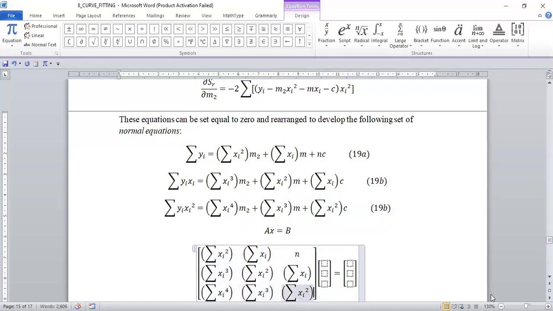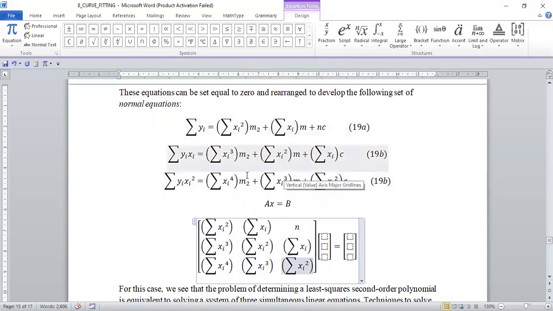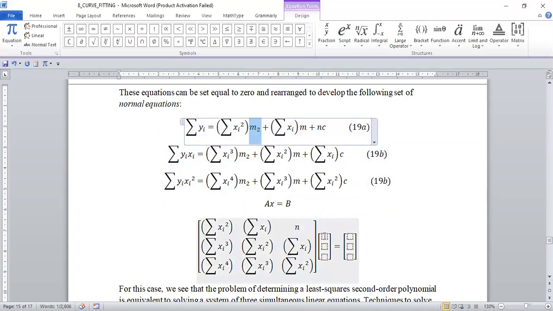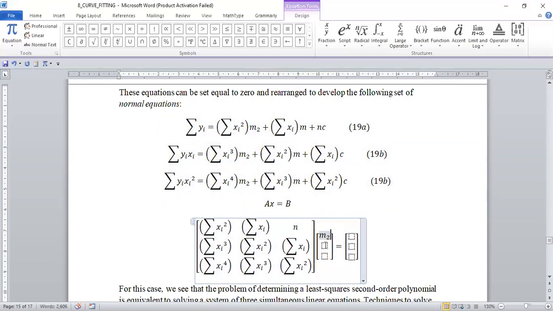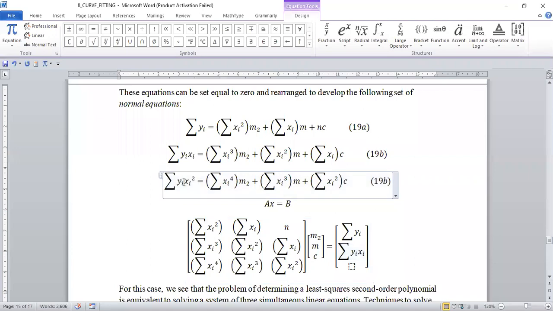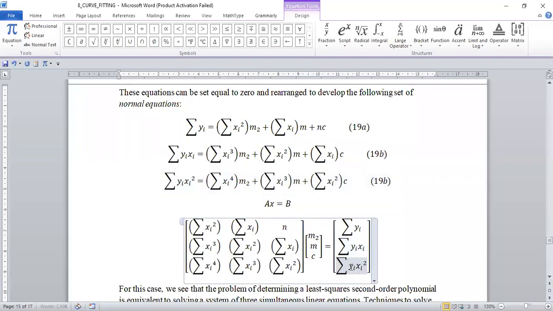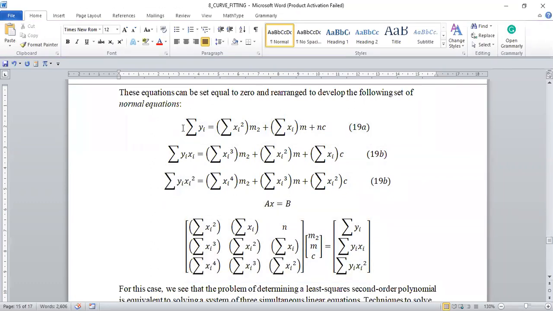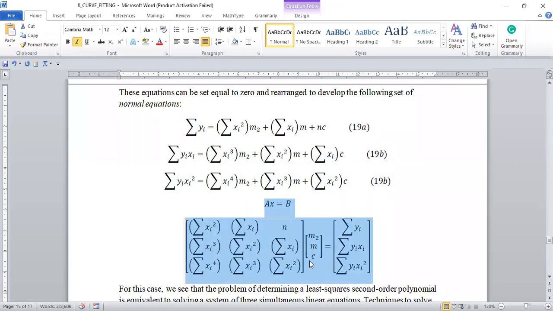So this is your A matrix, because this question is solving for the value of M2. So your X is this M, then C. So this is your A matrix. Then your B matrix is this. Then for the second column, then for the last column. So I've just expressed this particular equation in the form of AX is equal to B. And the form AX is equal to B is just a set of linear algebraic equations.